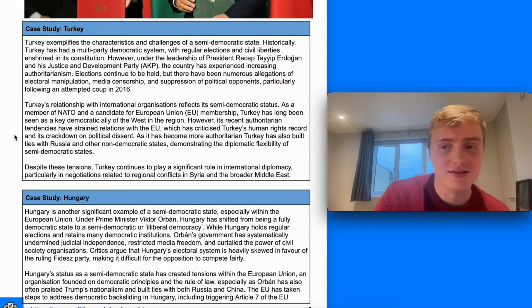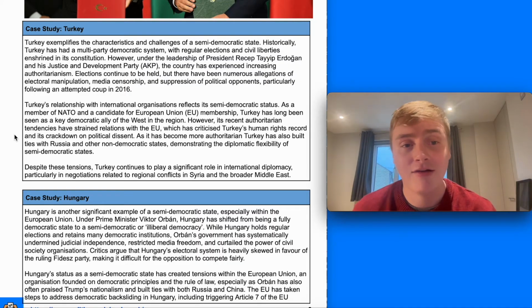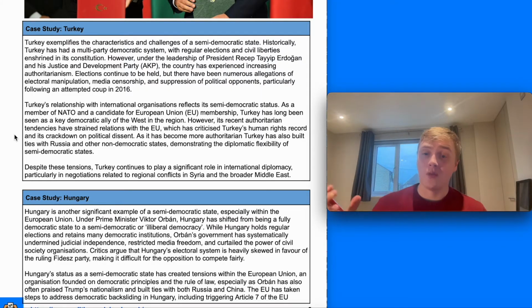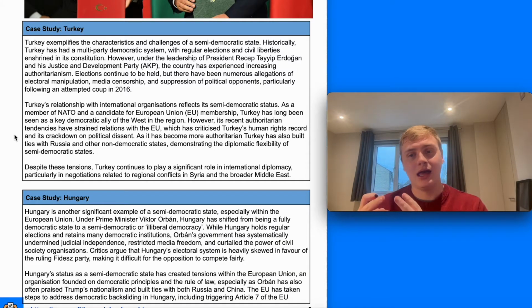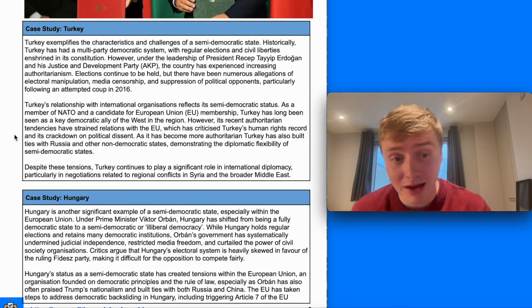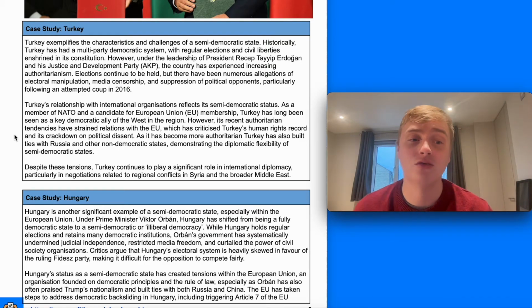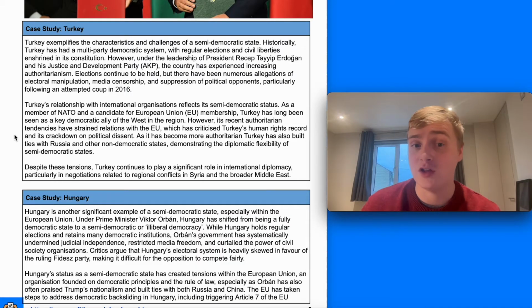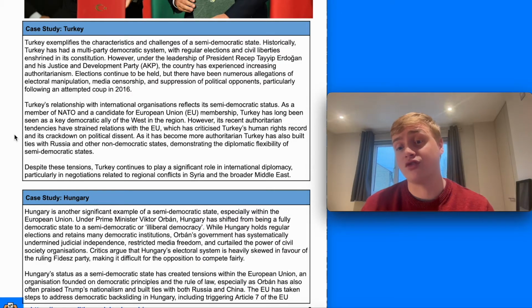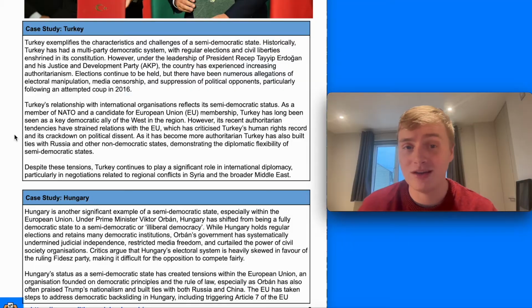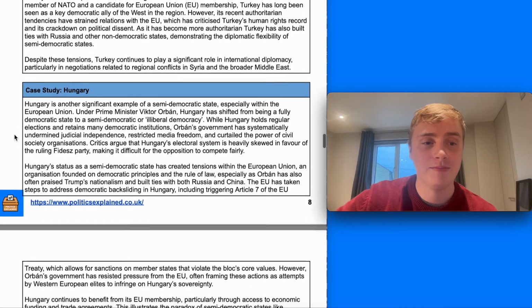But its recent shift to being a semi-democratic, more authoritarian state has strained relations with the EU, which has criticised Turkey's human rights record and its crackdown on political dissent. And as it's become more authoritarian, it's also built alliances with Russia and other non-democratic states, showing how they can be in between democratic and authoritarian alliances. Despite these tensions, though, Turkey plays a significant role in international diplomacy, particularly in negotiations related to regional conflicts in Syria and the broader Middle East, and gets a lot of money from the European Union, particularly due to restricting migration to the European Union. So it can still get benefits from these international organisations despite not being a democracy.